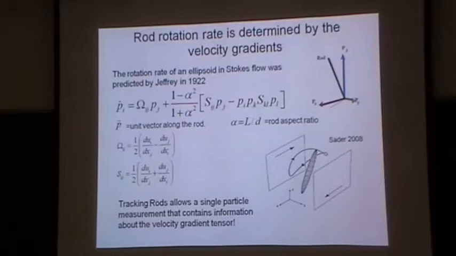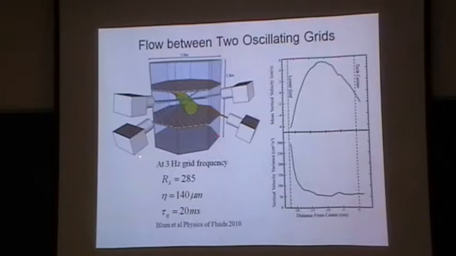Okay, so here's our apparatus. This is actually the first time I've shown you my apparatus at Wesleyan. We have, similar to what I've shown you before, two oscillating grids that create a relatively homogeneous turbulence here in the center region. And then we use four cameras to image a volume there. At typical parameters, we're running at R lambda 285 with a Kolmogorov scale here of 140 microns. These are the properties of the flow.